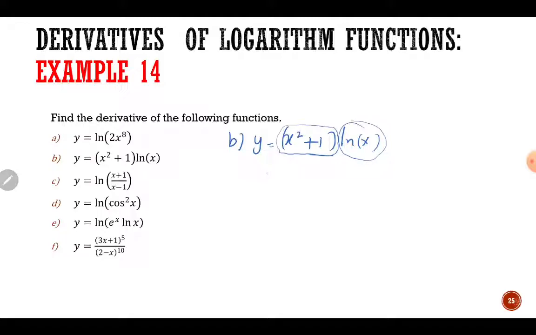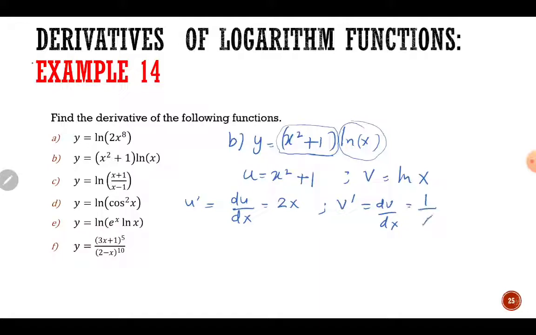This is a product of 2 functions, so you have to use the product rule, which we learned before. So we let u equal x^2 + 1, and v equal ln x. From here, du/dx or u prime is 2x. And v prime or dv/dx, the derivative of ln x, is simple: it is 1 over x, because the derivative of x is 1.